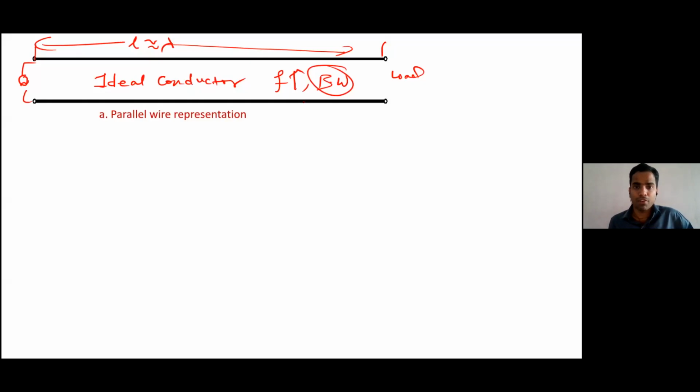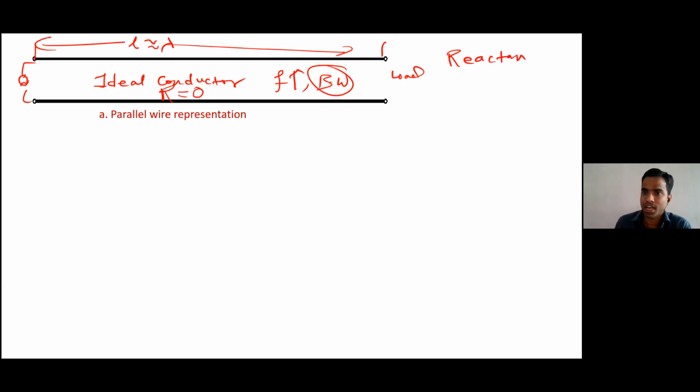Now when we go for high frequency, what happens suddenly? Even if it's an ideal conductor, the resistance may be zero. But at high frequency, even though the resistance is zero, there is the reactance.